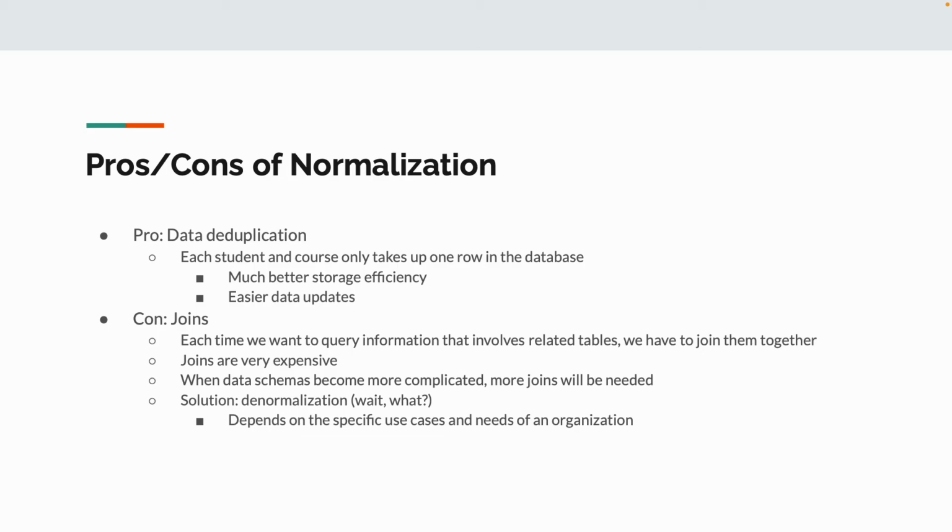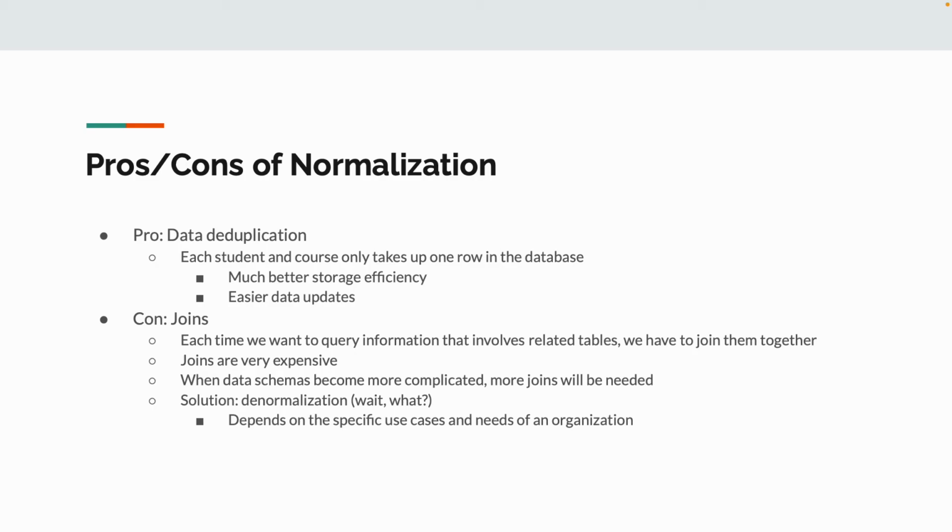So each time we want to query information that somehow involves the relationship between these tables, we have to join them together, which gets very expensive as your data gets larger. So the solution to that problem is denormalization, which we talked about at the beginning. But you might be confused because we talked about how there were significant flaws with denormalization, including data duplication. And the answer to that question is that the design you implement is heavily dependent upon your use case.